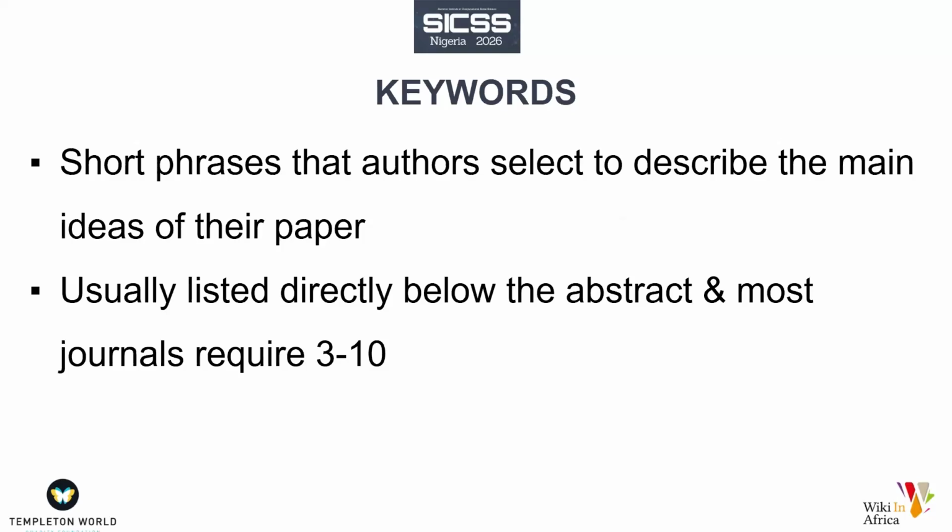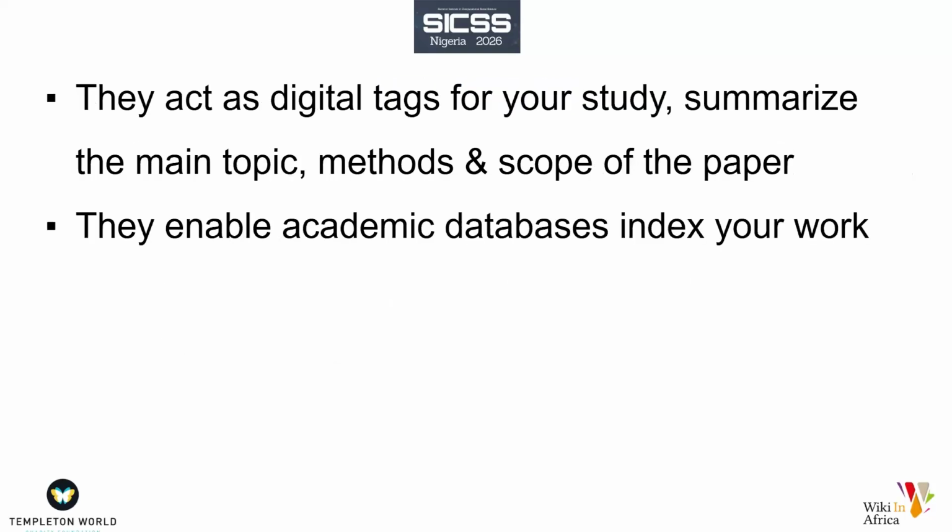And why do they insist? What are these keywords about? These are short phrases that authors select to describe the main idea of the paper. They are usually listed below the abstract, and most journals require about 10 keywords. They act as digital tags for your study. They summarize the main topic, methods and scope of your research paper.